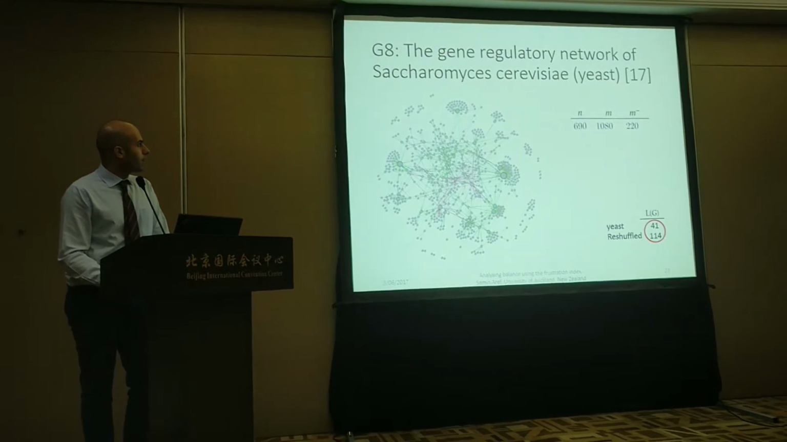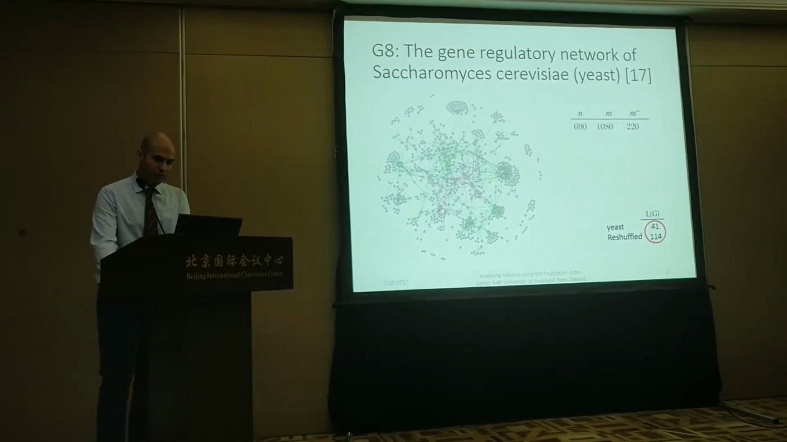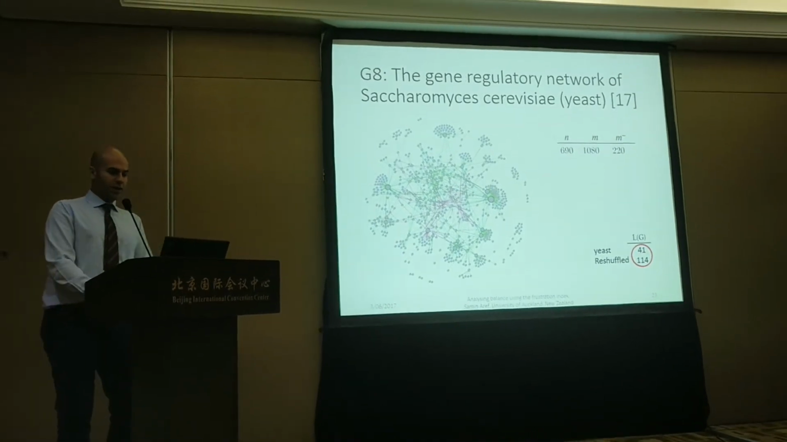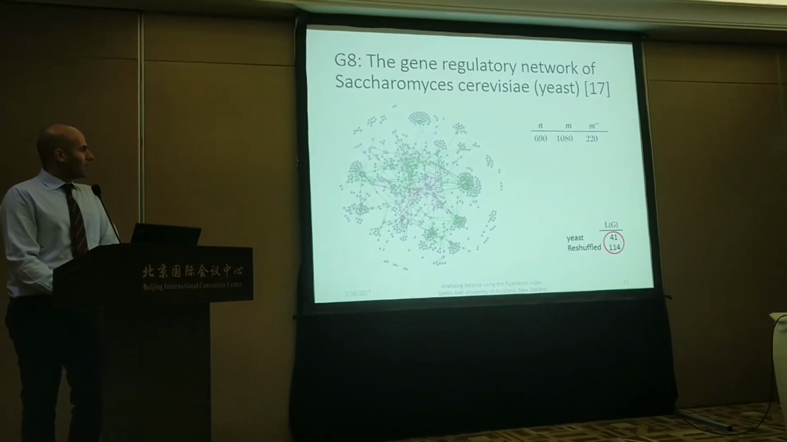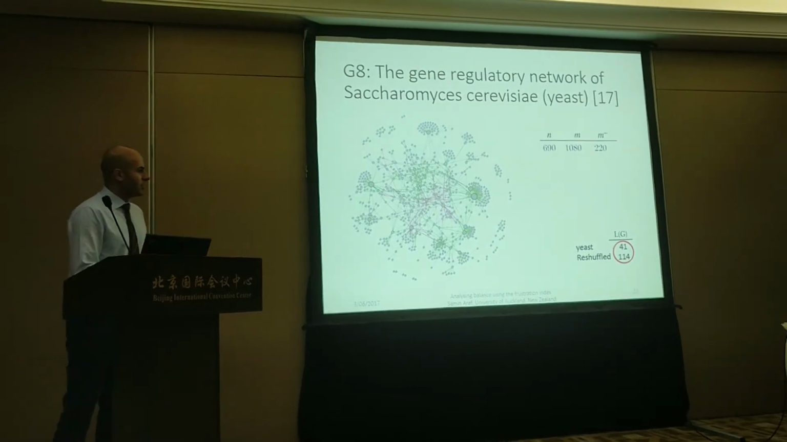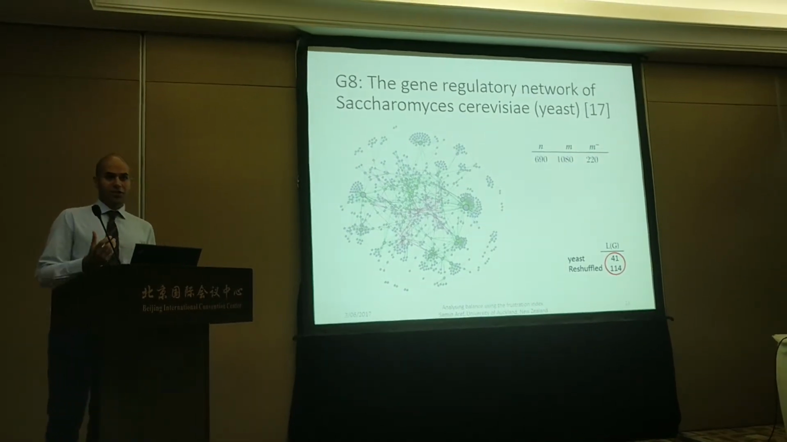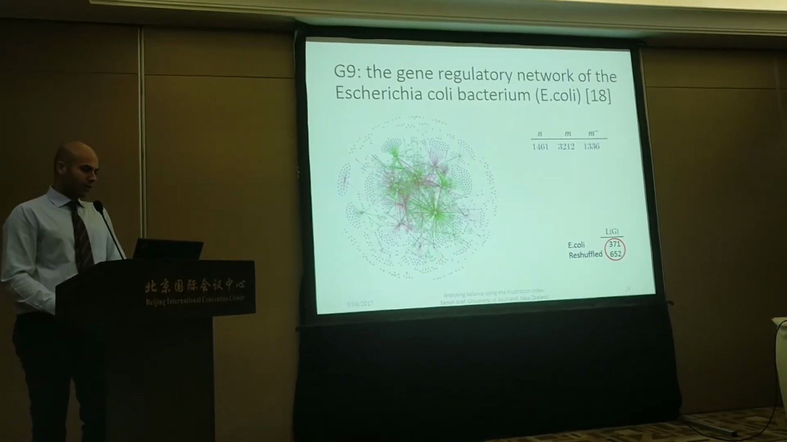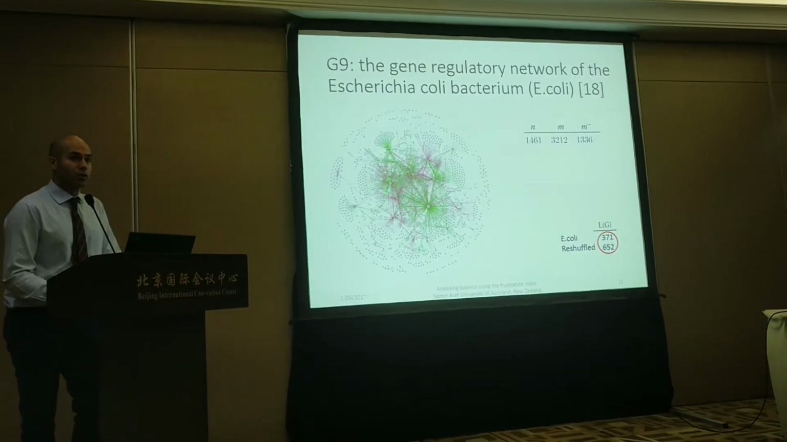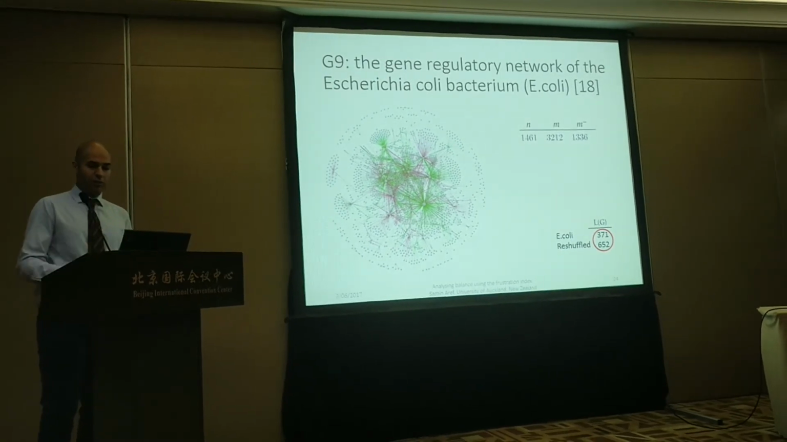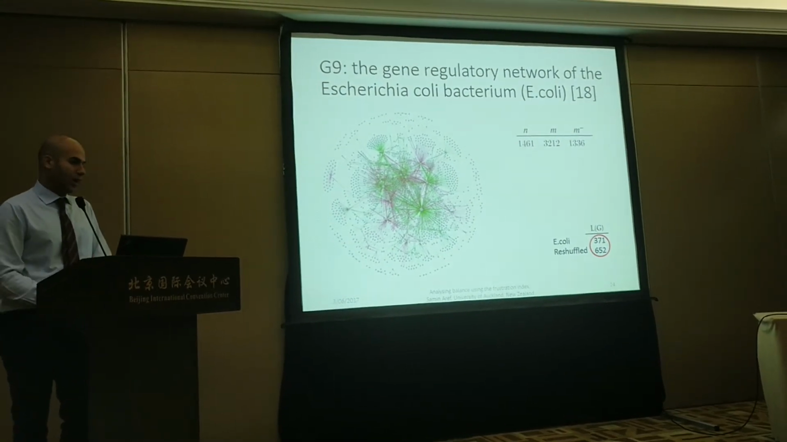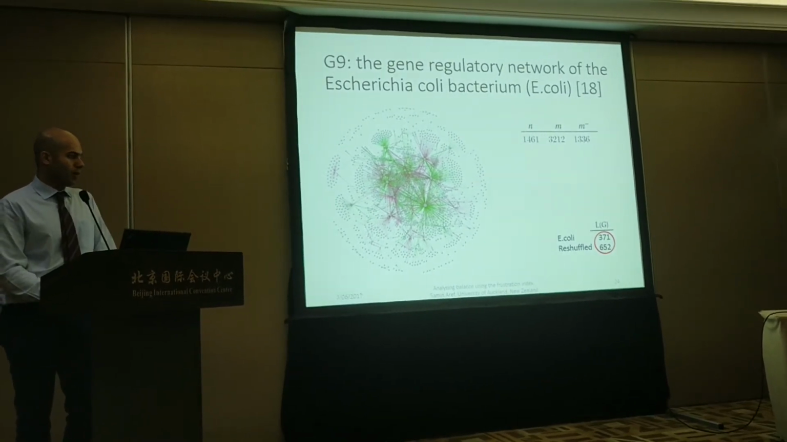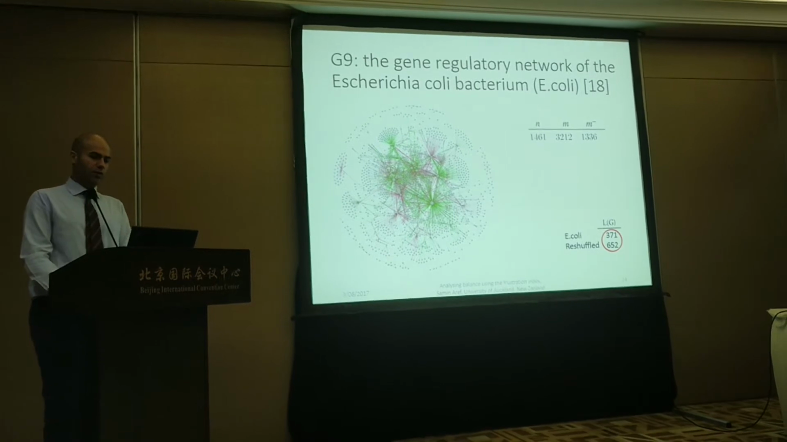Here is a gene regulatory network of something that I cannot even pronounce. I've heard of yeast, but again, we have thousands of edges, and the value of the frustration index is much smaller than the reshuffled version. And this is the gene regulatory network of a bacterium with 3,000 edges, and the frustration index is 371, much smaller than the reshuffled version.